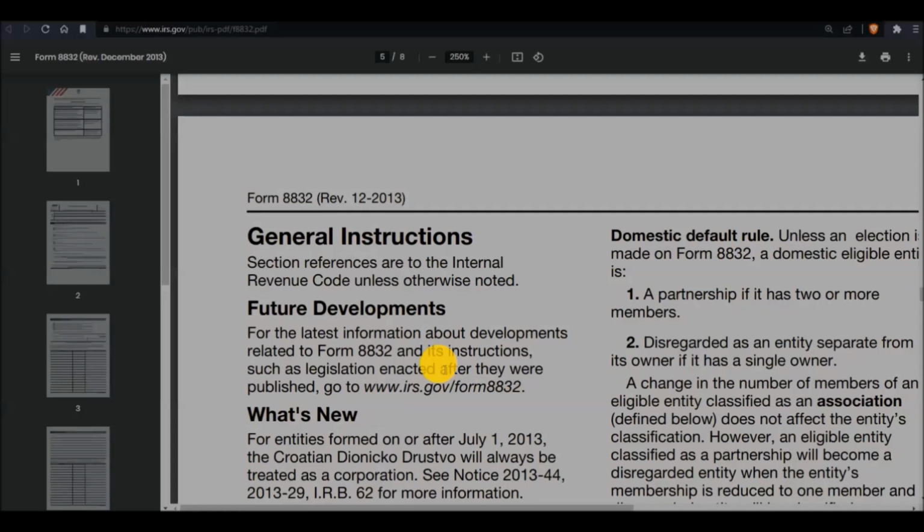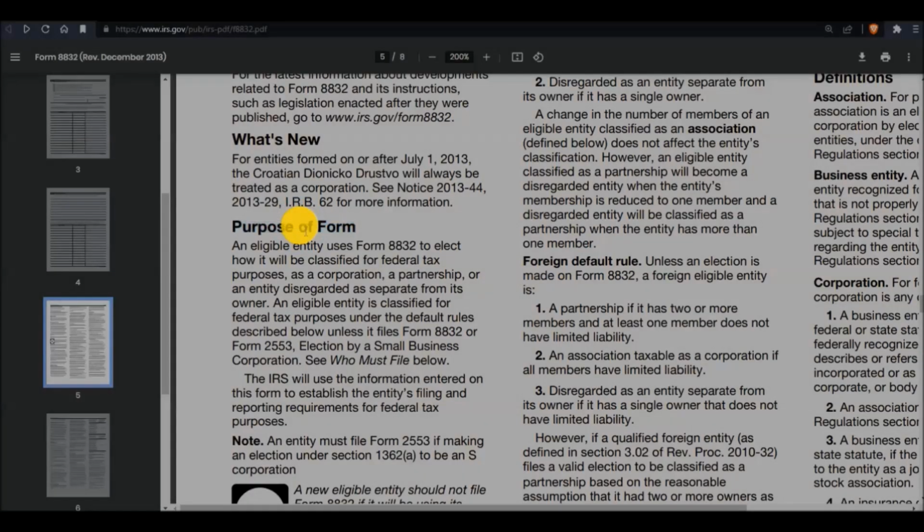All these IRS forms have instructions to them, and the year of revision. Whenever forms are used, tax forms or not, always pay attention to the revision year. Some older revision years will benefit you with the language, others won't. The 8832 is the same way, no different than some other form. So I always implore people to read these instruction forms. Purpose of form: an eligible entity uses Form 8832.